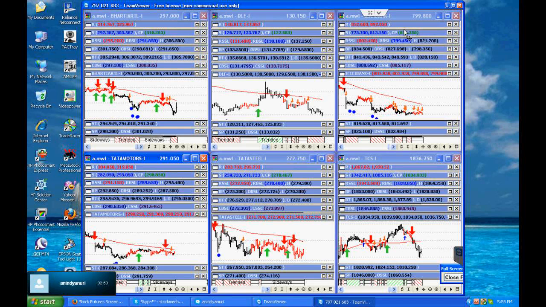Now just from a bias point of view, if the price is below the CP, then the bias is down. CP is basically the equilibrium price, the center point, an equilibrium point based on yesterday's price movement for the day.